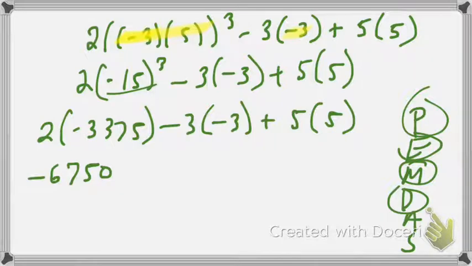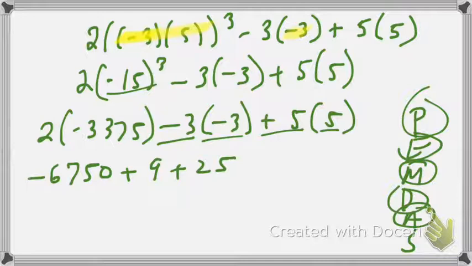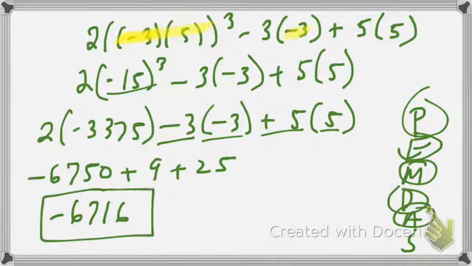Alright, I have now a -3 times a -3. That's going to give us a +9. And then I have a +5 times 5. That gives us a +25. Alright, so when you add them all up, you're going to get -6,716 as your answer.